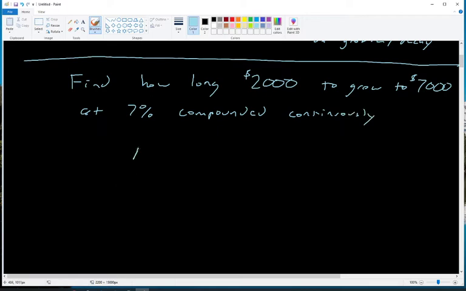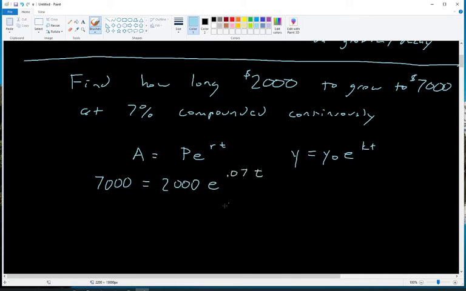So the equation is A equals P e to the RT, which if we compare that to Y equals Y naught e to the KT, we see that this is actually an exponential growth equation. A and Y are the same, P and Y naught are the same, R is K, and everything else is identical. So the amount we're trying to grow to is 7,000. The initial investment's 2,000. Our rate is 0.07 times t.